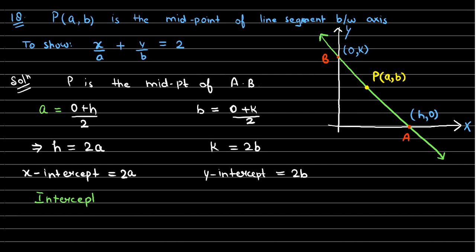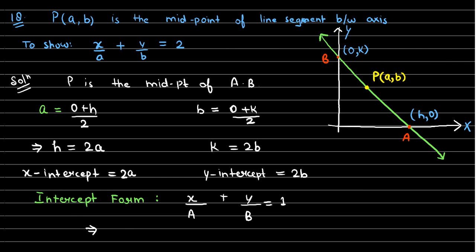Can you tell me how to write down the intercept form of equation of line? What will be the intercept form? Mitashmita, can you tell me the intercept form of the equation of line? Well, that's pretty simple. It's simply given by x over x-intercept plus y over y-intercept equals to 1. I'm not using small a and small b here because they have different meaning in this question.